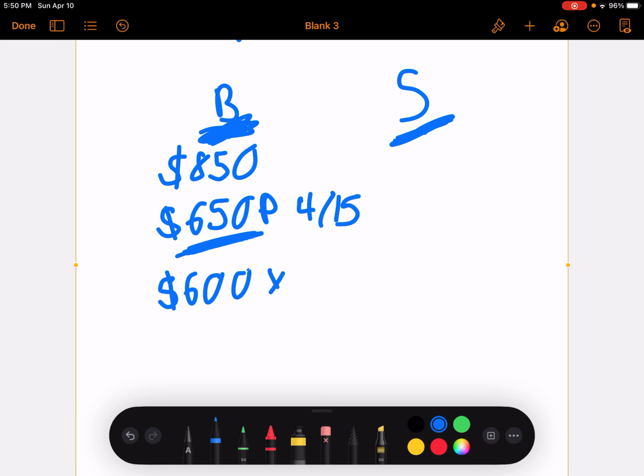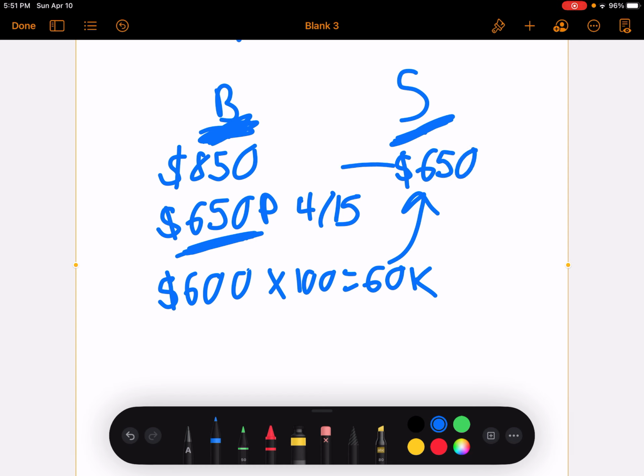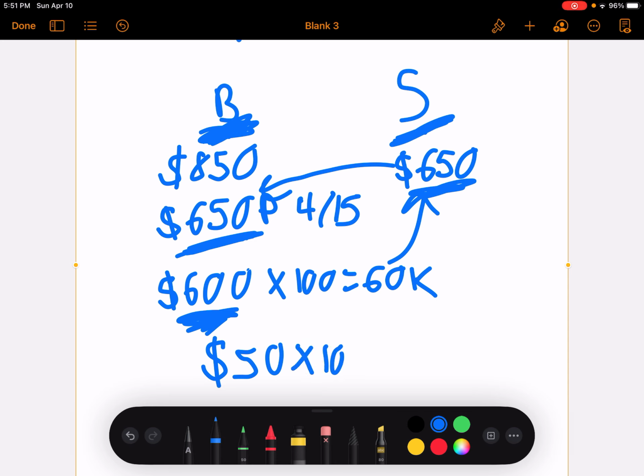So if Tesla closes at $600 on Friday, April 15th, then the buyer will be able to buy 100 shares of Tesla at $600, which is $60,000, and then the seller has to buy these shares at $650 each. So the buyer will be buying at 600 and selling at 650, and that's $50 times 100 shares equals $5,000, and that's what the buyer would make.